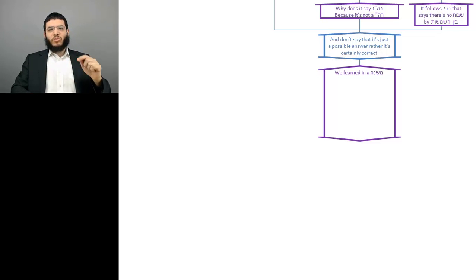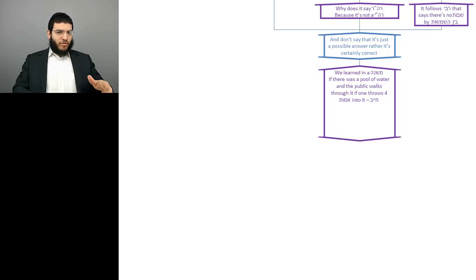So he says, we learned in a Mishnah, this is the quote from the Mishnah: if there was a pool of water and the public walks through it, it's a pool of water that the public doesn't walk through. The din is if one throws 4 amas into it, he's chayev. So there's a pool of water, it's not such a deep pool of water, the public will walk through it. So if a person threw an object from a distance of 4 amas in the Rosh Hashanah and it landed in the pool, he's chayev, because the pool's part of the Rosh Hashanah, so he threw something 4 amas in Rosh Hashanah.